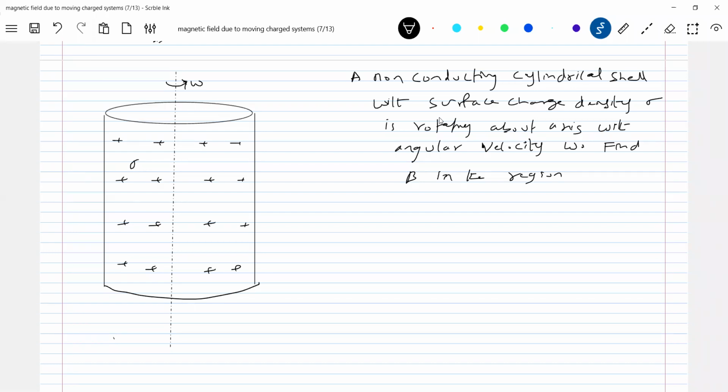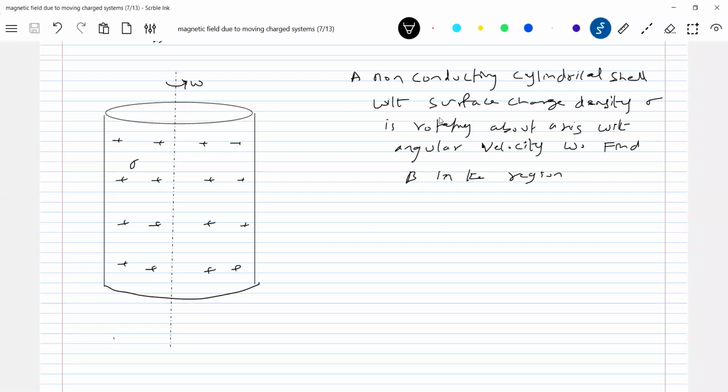The charge is present only on the surface. I'll give you 5 minutes time. Analyze it. So it's like a cylindrical pipe. The charge is present only on the cylindrical, like a plastic pipe. The charge is present on the surface.